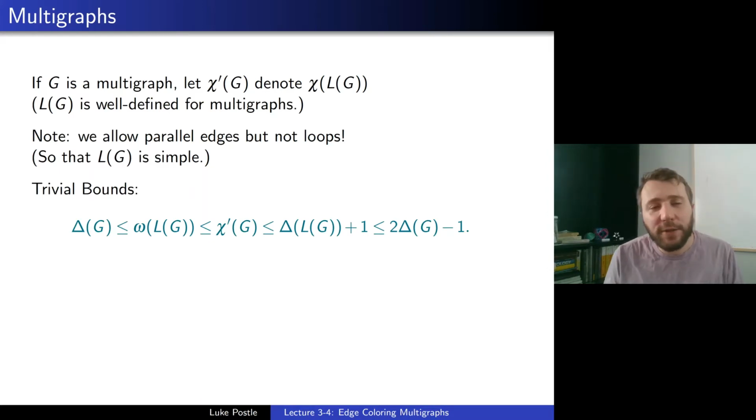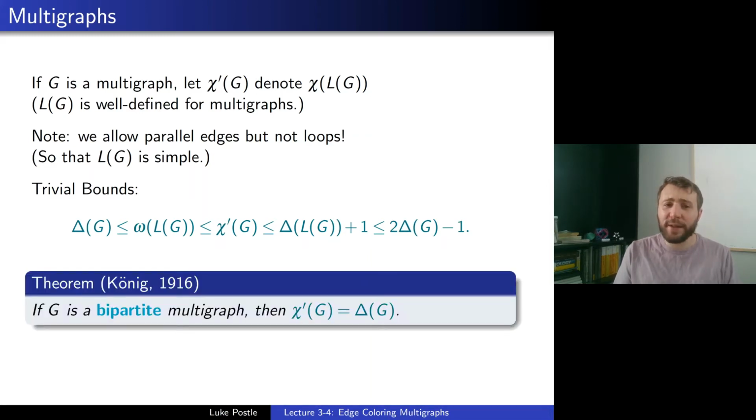So then what can you do? Well, there are some trivial bounds from our old trivial bounds in vertex coloring, namely for the line graph, that still apply here. So delta of G is at most omega of L(G), which is at most chi prime, which is at most delta of L(G) plus 1, which is at most 2 delta of G minus 1. So we have all those old bounds, as we established when we were first talking about edge coloring.